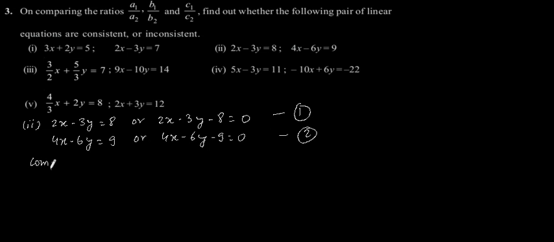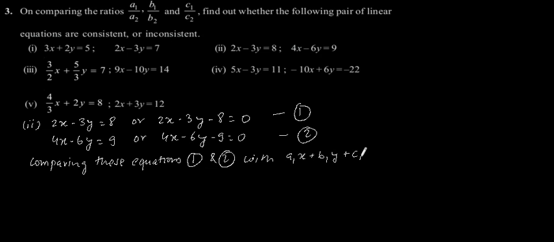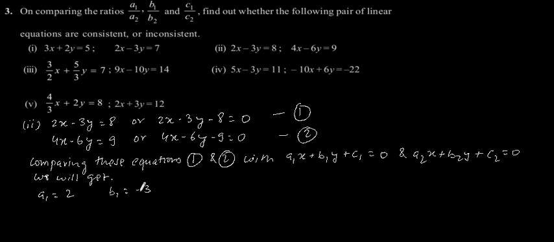Again, comparing these equations 1 and 2 with a1x plus b1y plus c1 is equal to 0 and a2x plus b2y plus c2 is equal to 0, we will get a1 is equal to 2, b1 is equal to minus 3, c1 is equal to minus 8, a2 is equal to 4, b2 is equal to minus 6, and c2 is equal to minus 9.